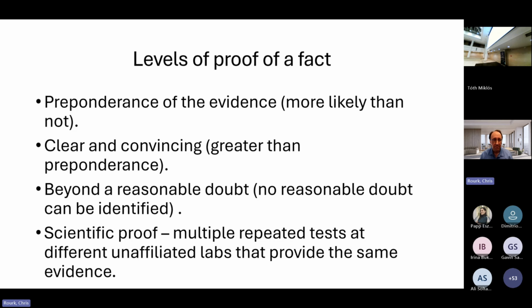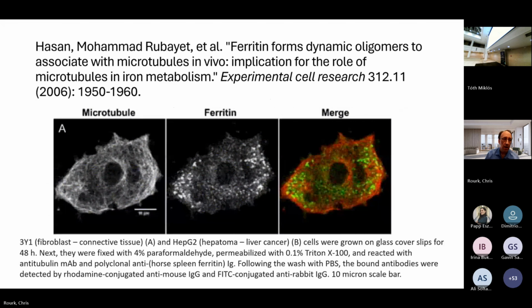There are different burdens of proof in court, from preponderance of the evidence to reasonable doubt. I think for scientists, we want to endeavor to get scientific proof, which is repeated tests at different unaffiliated labs. So this one test from Hassan et al. is not that.